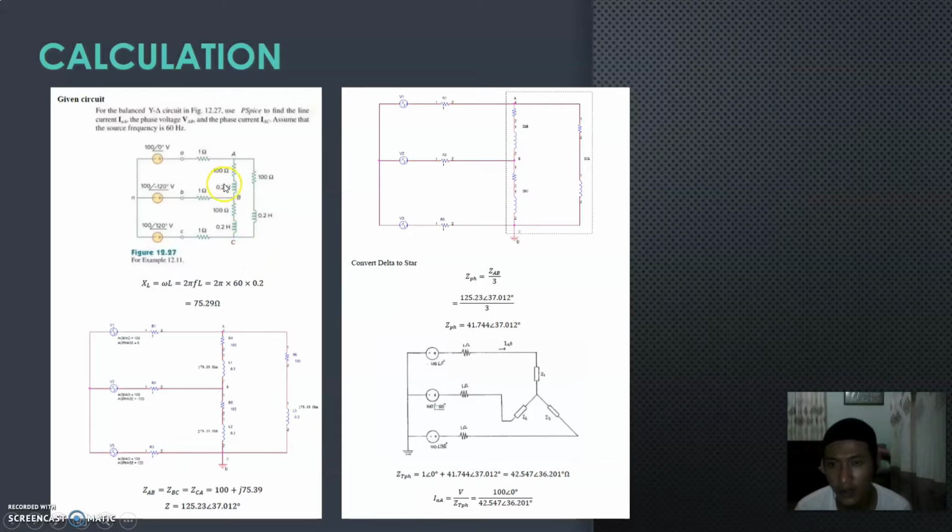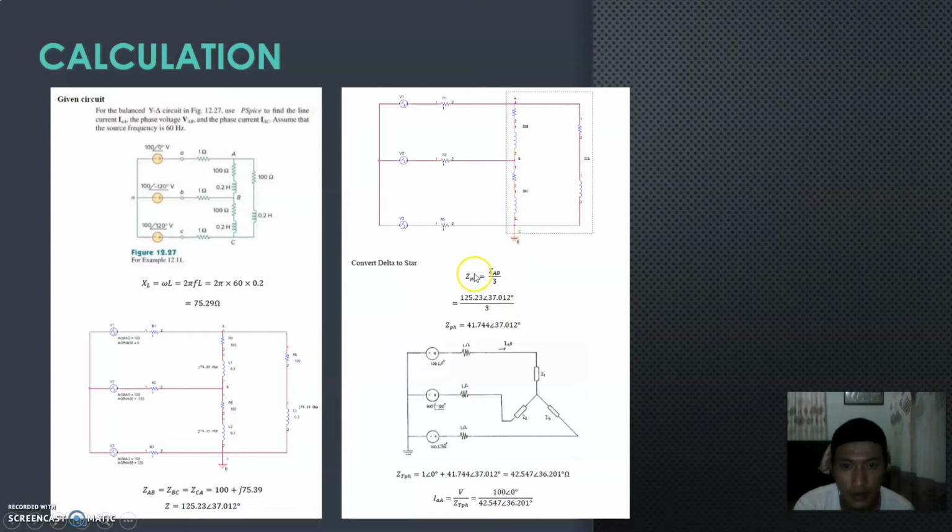Firstly, we must find the impedance for the inductance, which the formula is 2 pi times frequency times inductance. So 2 pi, 60, and 0.2. The value we get is 75.29. Then we combine the value with the 100 ohm resistor, which is 100 plus j75.29, and we get this result for the impedance. As you can see, AB, BC and AC have the same value, which is 100 ohm resistor and 0.2 H inductor.